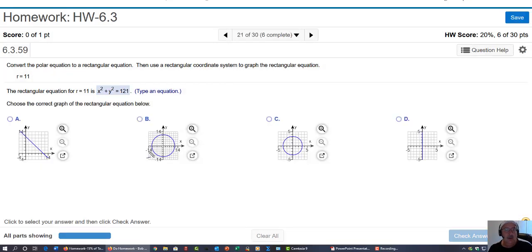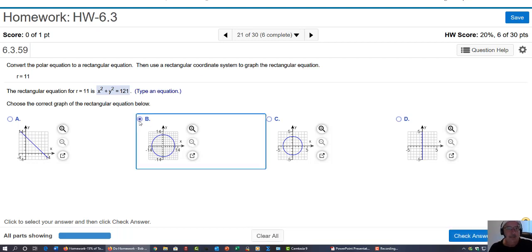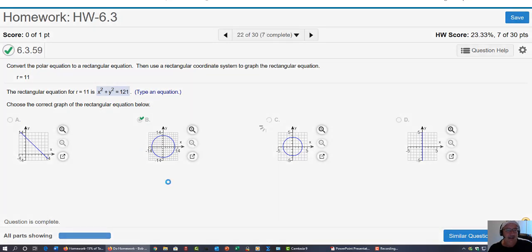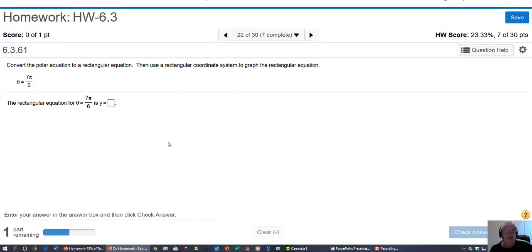All right, so that works well. And now notice they're bringing up some graphs here. Hot diggity. So they want you now to go ahead and find the graph of this rectangular creature here, which we said was a circle with a radius of 11. So I'm thinking that's got to be choice B here. So they might even give you a little bit of time in the past to come back and do this.